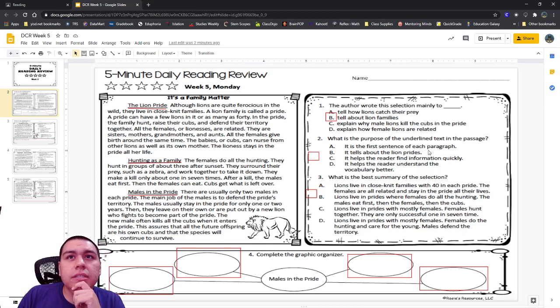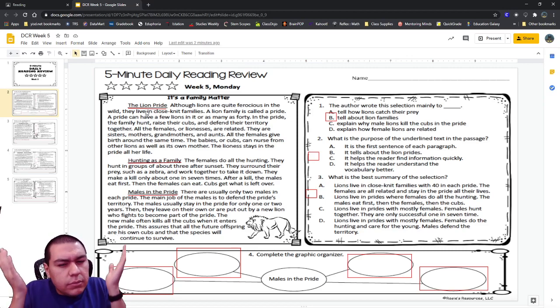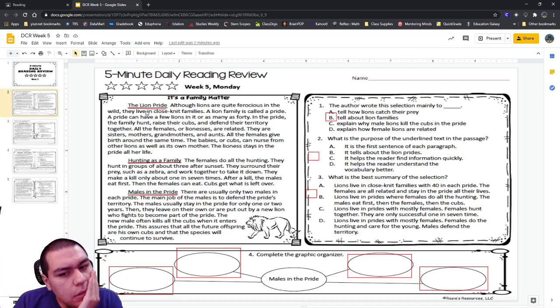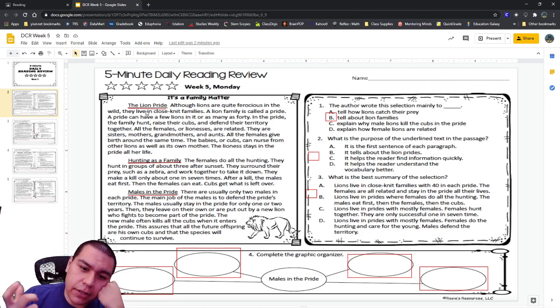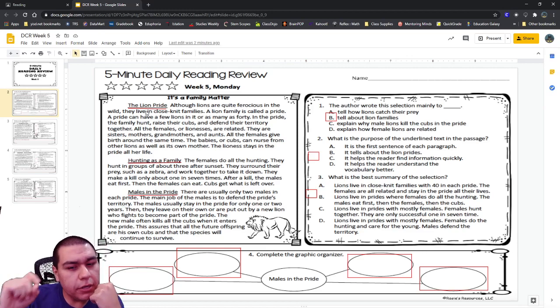A, it's the first sentence of each paragraph. If I have the lion pride, is that a whole sentence by itself? No. So I can't pick A because it's not a whole sentence. If I check it, I believe that the lion pride, it doesn't make sense together. Well, it's not that it's a whole sentence. And think about what you said. It's the main idea, the main topic of each paragraph, right? So why are they going to underline it for you? How is that going to help?